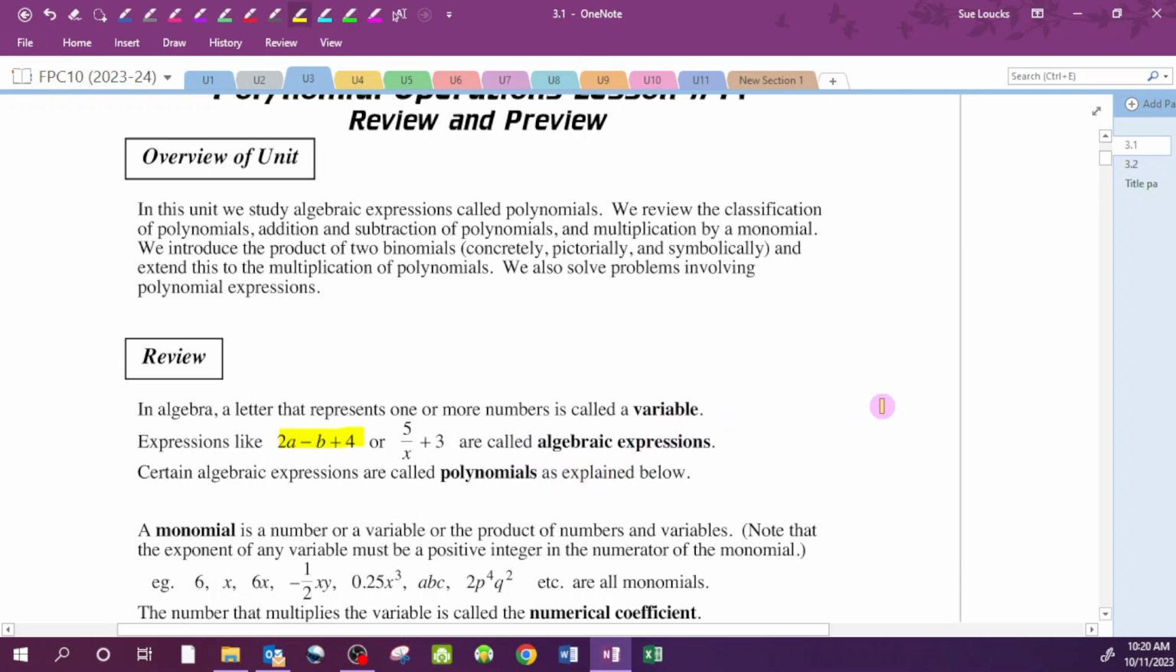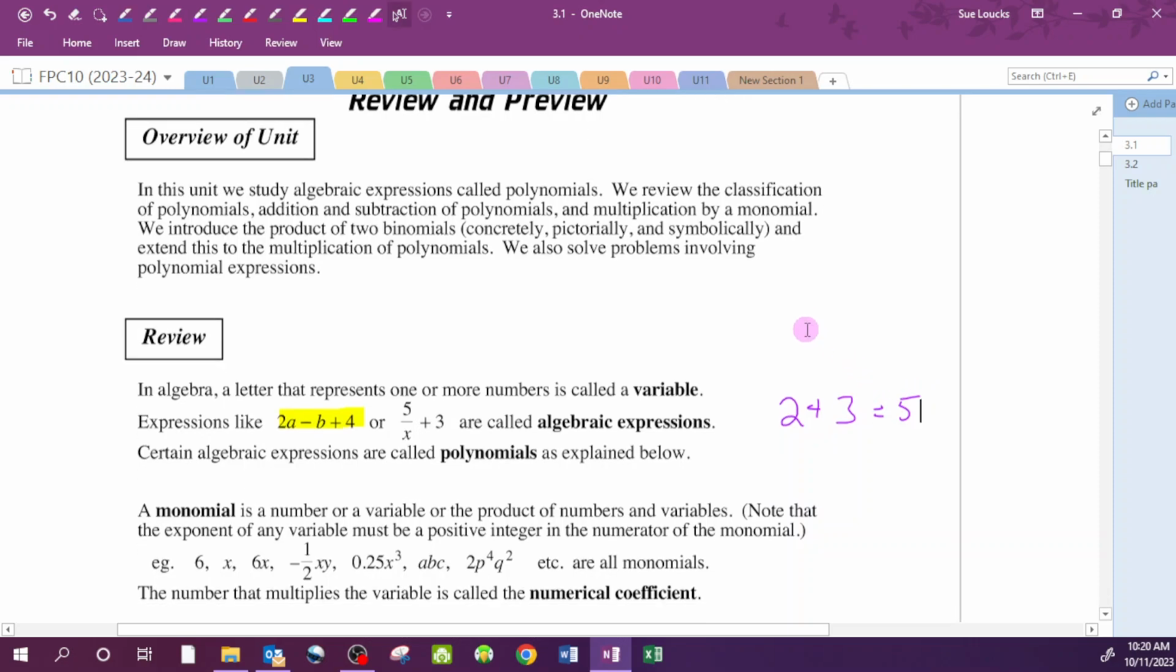You could have a plain expression that could be like 2 plus 3. That's an expression. And then if I make that equal 5, now I have an equation, okay? Polynomials we're going to get into, okay?